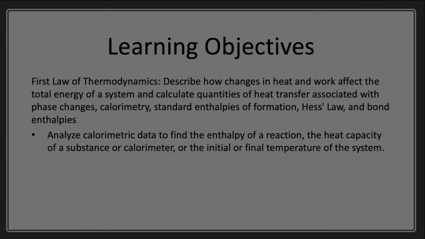Our learning objectives today are going to be finishing up learning about those 4 types of heat that we talked about last time. We talked about 2 kinds. Today we're going to talk about 2 kinds, and we're going to do some practice problems. So we're going to be analyzing calorimetric data to find the enthalpy of a reaction, the heat capacity of a substance or the calorimeter, or the initial or final temperature of the system. So any of the variables in that equation, we're going to be able to solve for them.